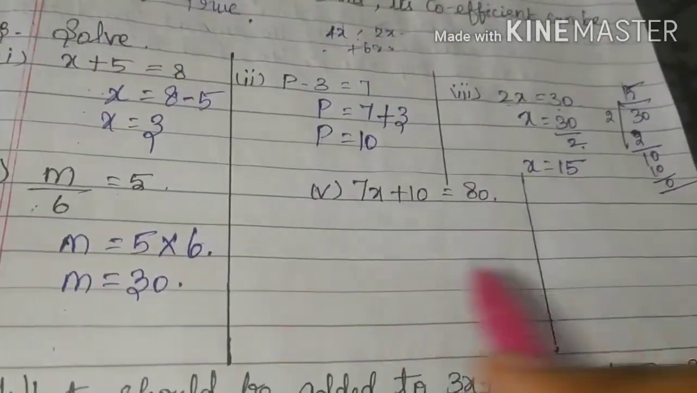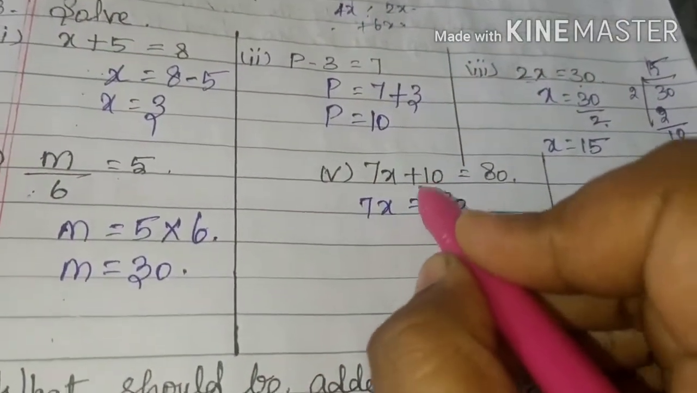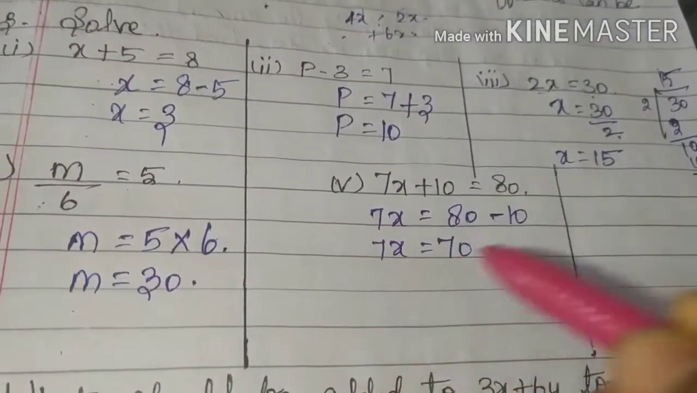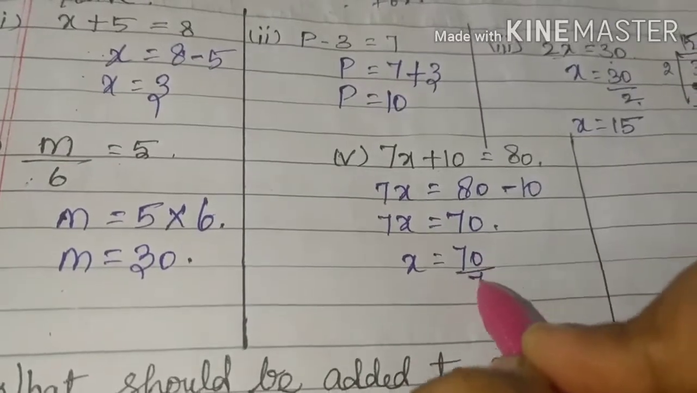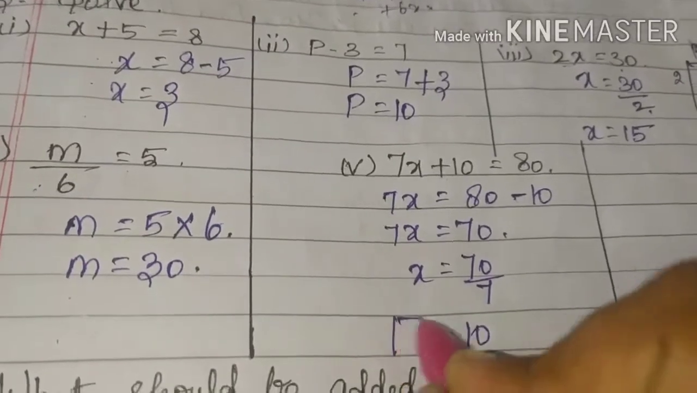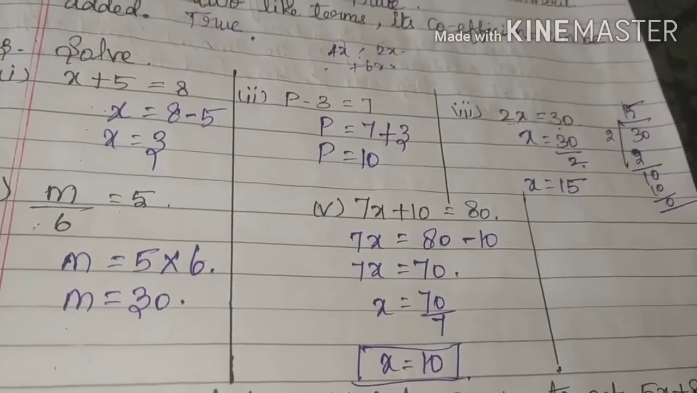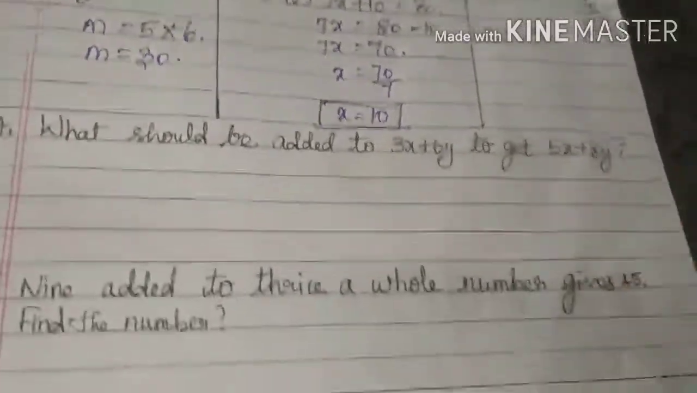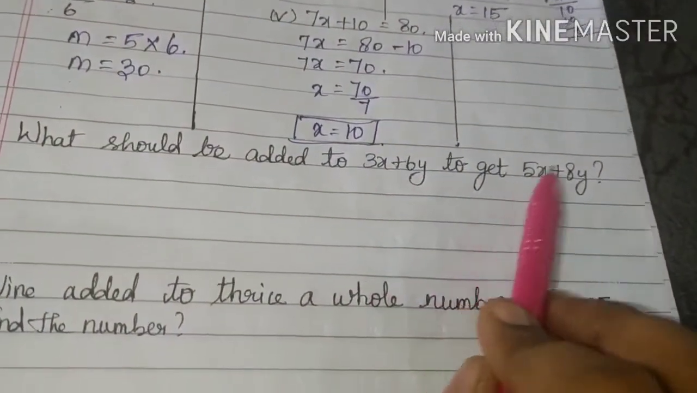That's all. Now listen, children, this sum: 7x plus 10 equal to 80. When plus 10 comes to this side, it becomes minus 10. So write 7x as it is, and 80 minus 10 becomes 70. Now write x as it is. The 7 in multiplication, when it comes to this side, becomes division. So 70 divided by 7 is 10, so x equal to 10. Very simple sum, children, you can solve it on your own. Listen to the video carefully and try to do it on your own. Okay, so next, children, fourth sum: what should be added to 3x plus 6y to get 5x plus 8y?